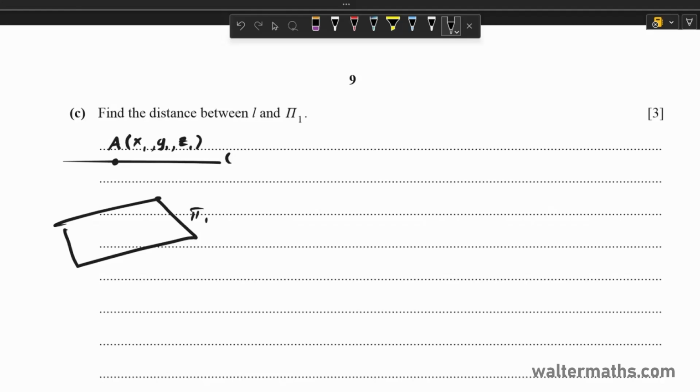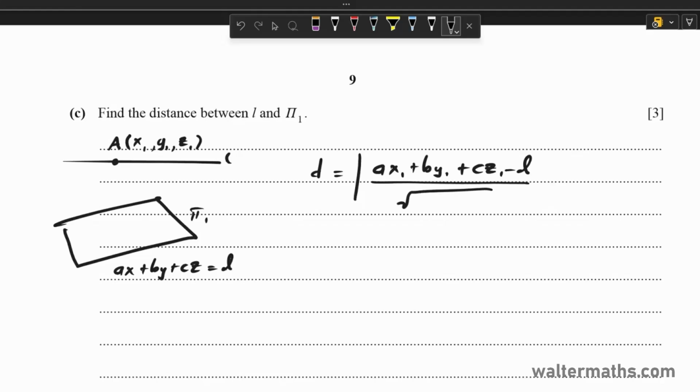And the equation of the plane should be in the form ax plus by plus cz equal to d. All right. So with these two things, we can use the formula d is equal to the modulus of ax1 plus by1 plus cz1 minus d over the square root of a squared plus b squared plus c squared. So this is actually the formula we're going to be making use of. All right. So do we have these things?